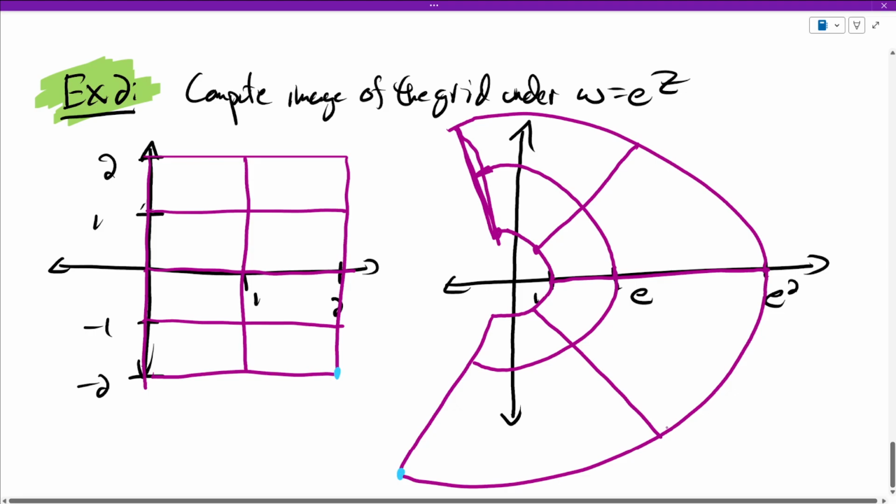And so what we get as the image of that grid is we get sort of this segmented chunk of a pie, and that completes the example.